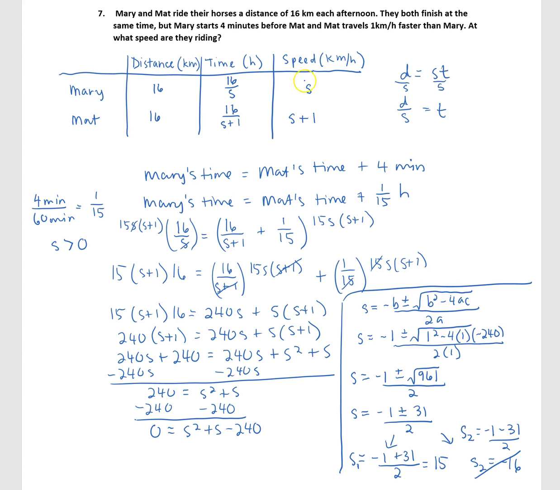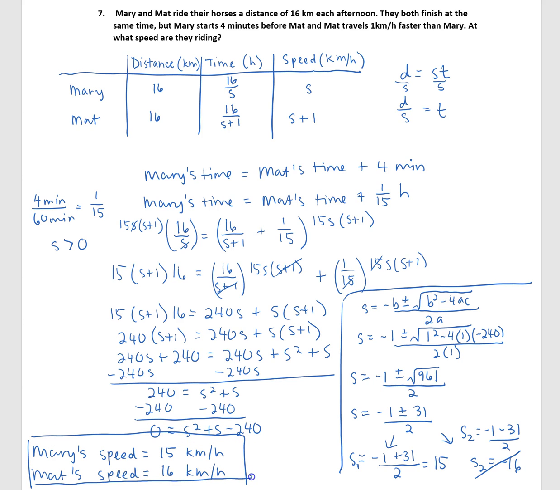We said that s is Mary's speed, so Mary's speed equals 15 kilometers per hour. And we know that Matt's speed from the question was 1 kilometer per hour faster than Mary's, so Matt's speed is 16 kilometers per hour. Those are the answers for question 7.